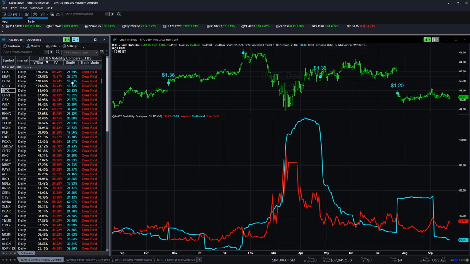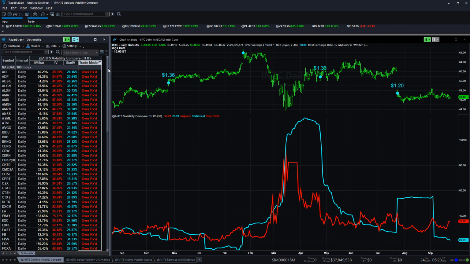So you can sort by any of these values. It also makes a nice sentiment indicator. When there's more overpriced, the market is typically in a bearish mode. And when there's more underpriced, the market is typically in a bullish mode.